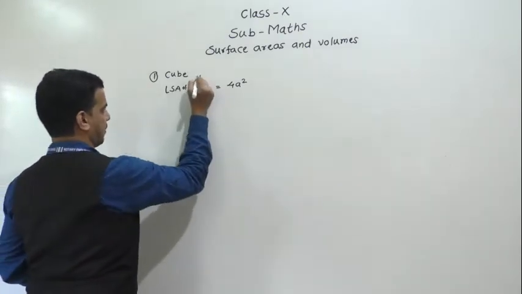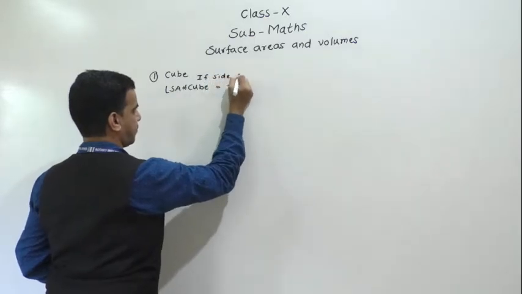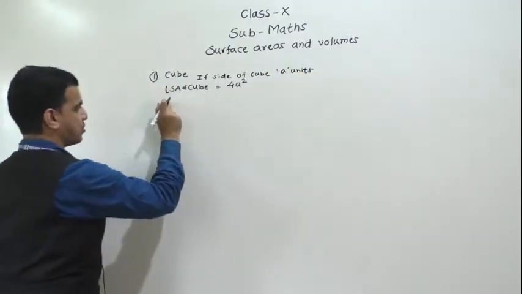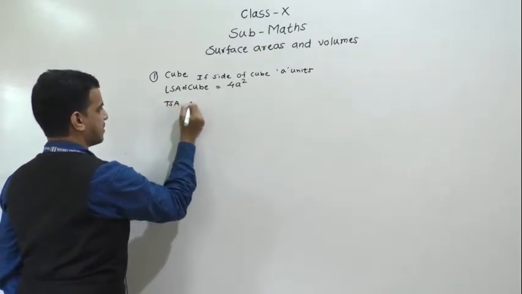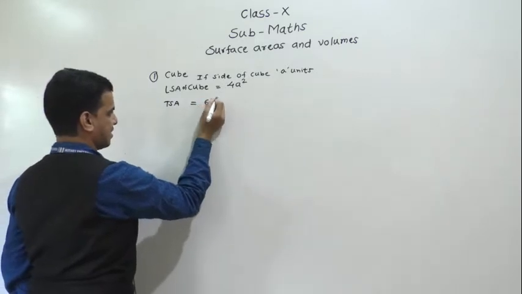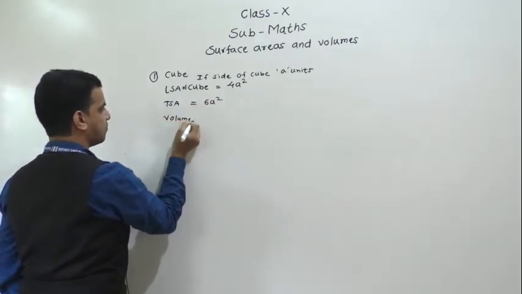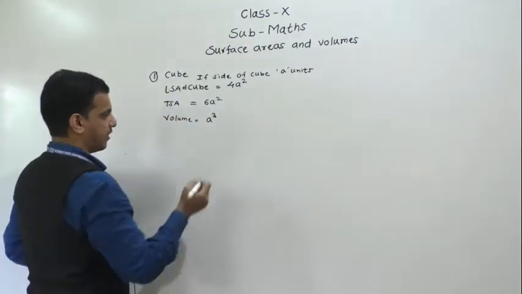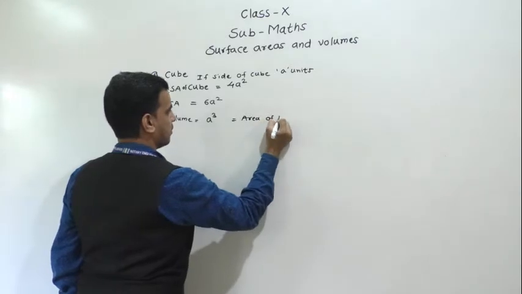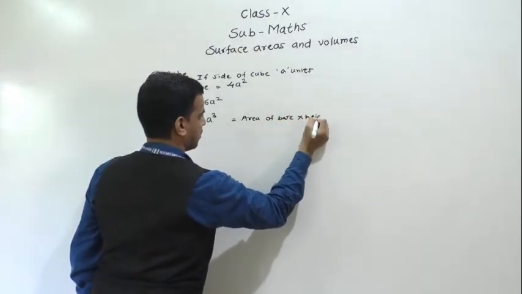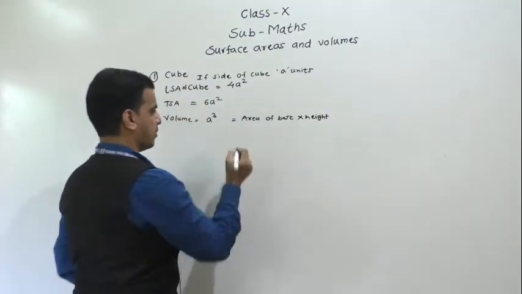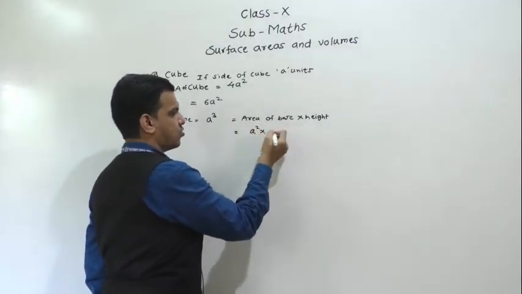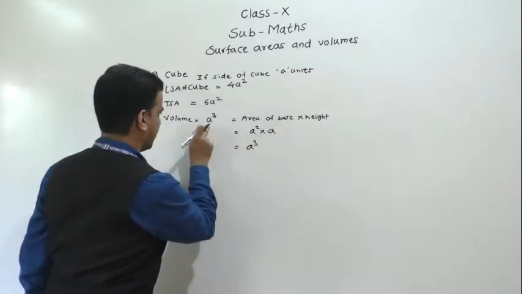If the side of the cube is a units, then LSA of cube is 4a square. TSA is equal to 6a square, and volume of cube is equal to a cube, okay. The basic volume formula is area of base into height, for any solid shape. So here for cube the base is a square and height is also a, so a square into a, that is a cube, so we get volume a cube.